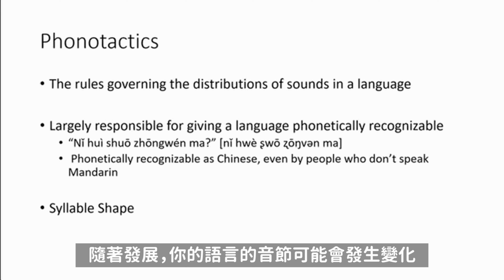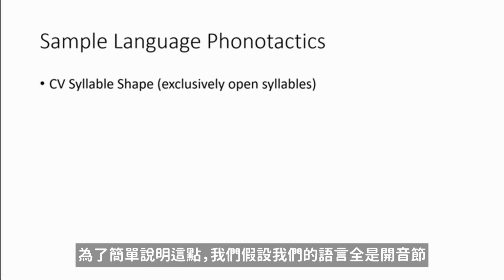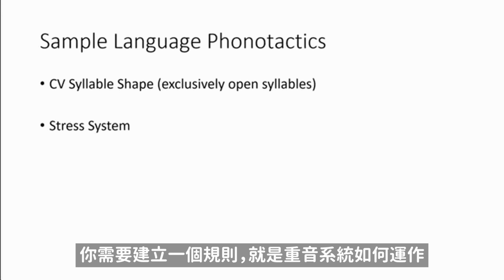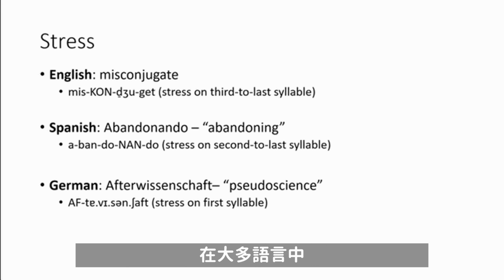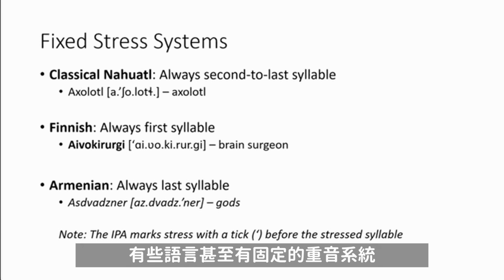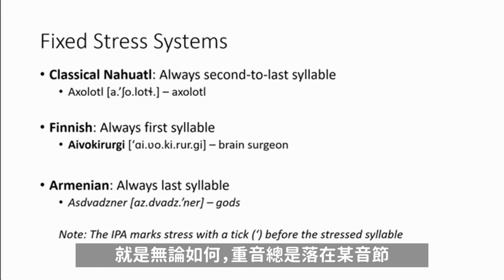It is possible, if not likely, that your syllable shape will change as you evolve the language. To illustrate this, and to keep it simple, I'm going to say that our proto-language is going to consist of purely open syllables. Another rule you want to establish early on is how the stress system works. In most languages, a certain syllable of any given word will receive the stress. Some languages have a fixed stress system. That is, stress always falls on the same syllable in every word, no matter what.